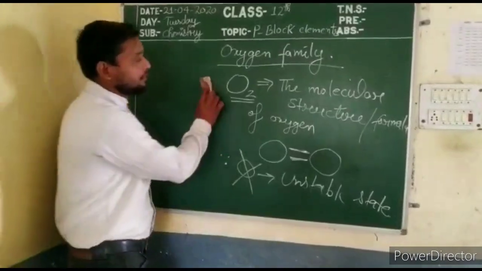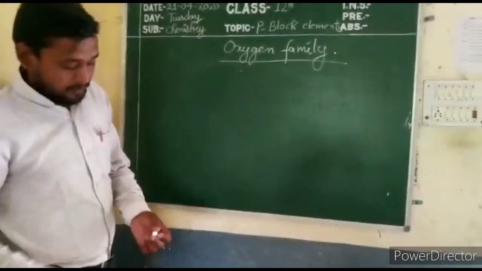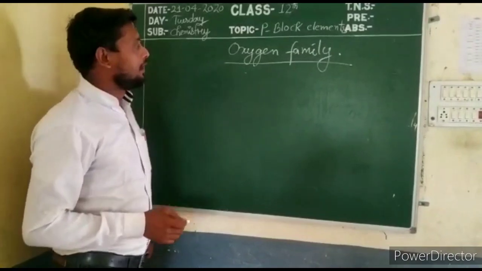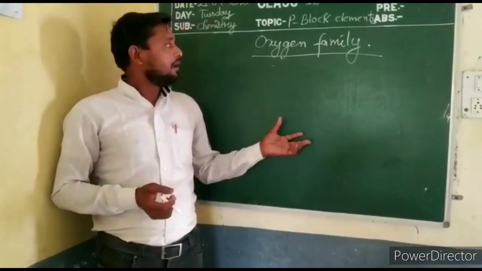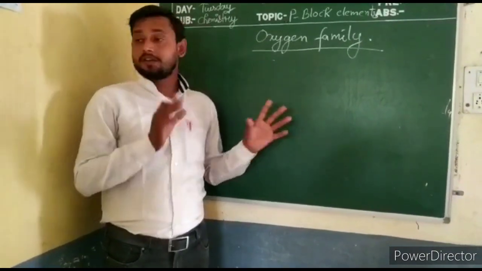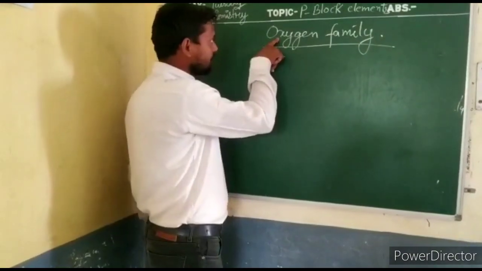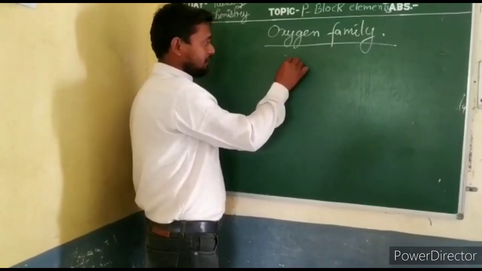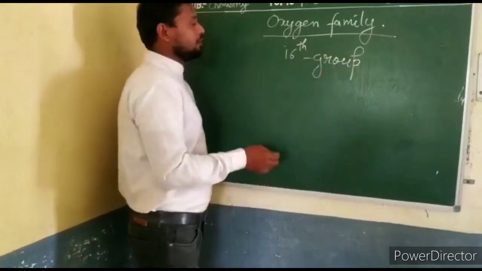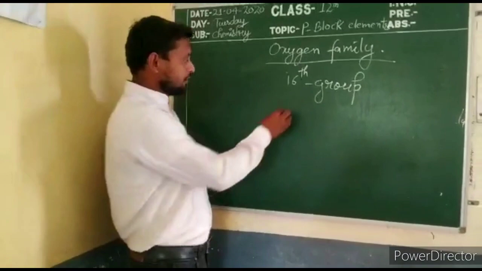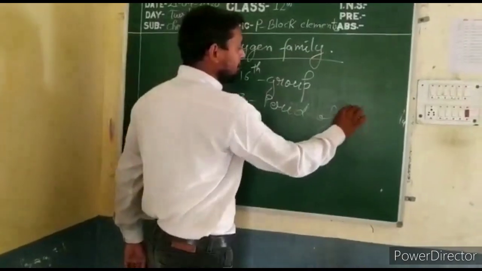Now next, we need to know in which group and period oxygen belongs. Oxygen belongs to the 16th group and third period of the periodic table.